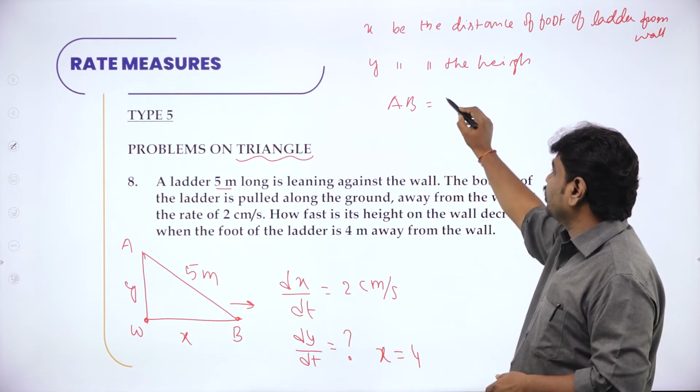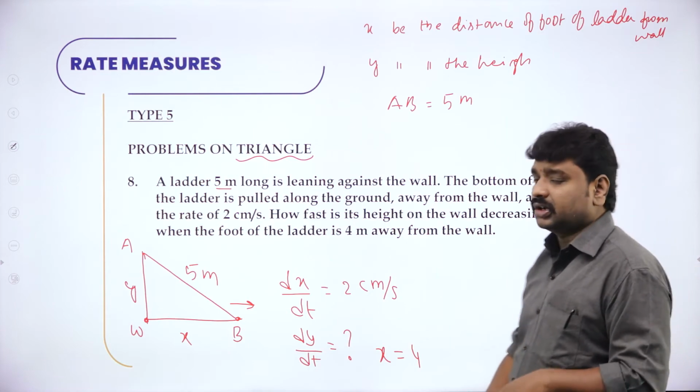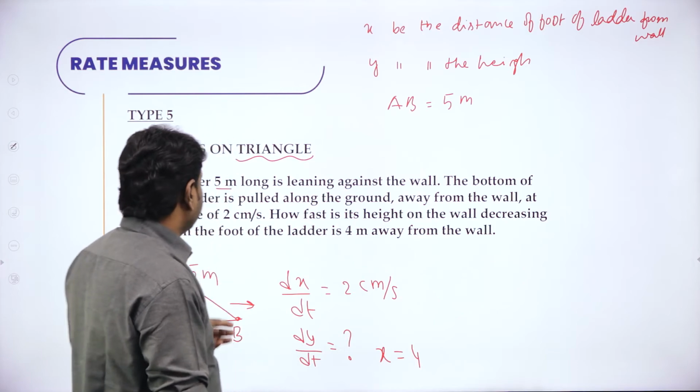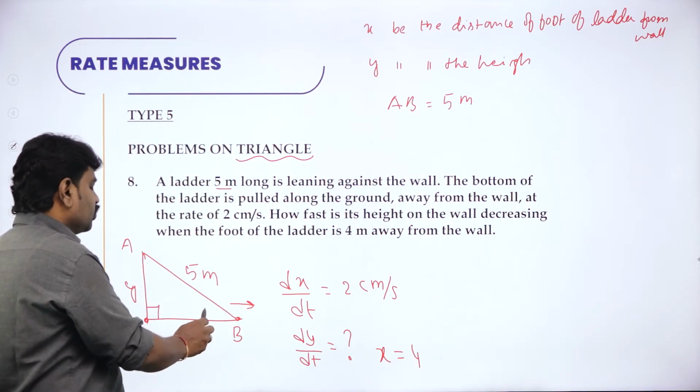So now AB, the ladder, is 5 meter. Now you can see the triangle and create an equation. For a cone we have a ready-made equation, 1 by 3 pi r square h, but here we don't have a ready-made equation. So what equation can you create? From high school you know Pythagoras theorem, use Pythagoras theorem.